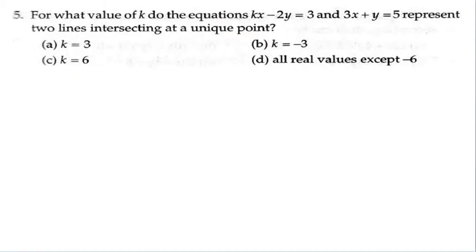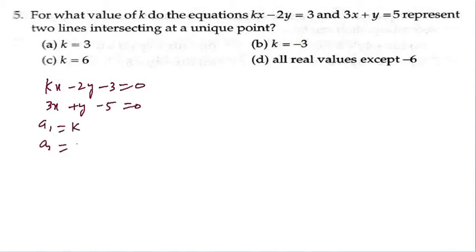Now come to the next question. For what value of k do the equations kx minus 2y equal to 3 and 3x plus y equal to 5 represent two lines intersecting at a unique point? So let us see. It is kx minus 2y minus 3 equal to 0, and the second one is 3x plus y minus 5 equal to 0. Now a1 is equal to k and a2 is equal to 3, b1 is equal to minus 2 and b2 is equal to 1, c1 is equal to minus 3, c2 is equal to minus 5.